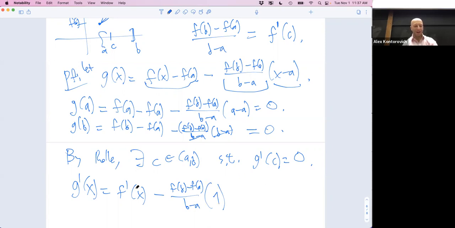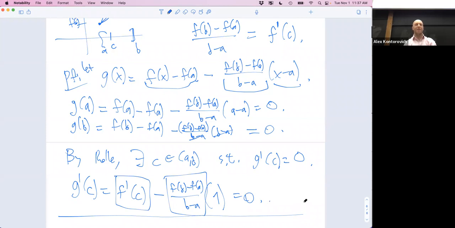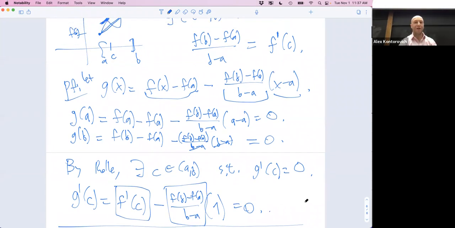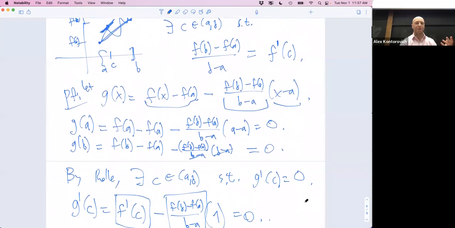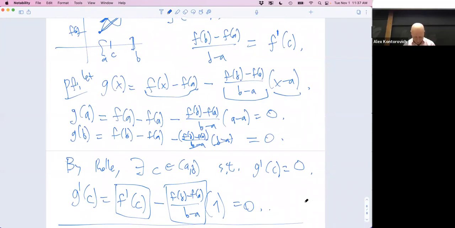And so that, when I set x equal to c, is equal to 0. And so that is exactly the average slope being equal to the instantaneous slope at some point. So Rolle's theorem is very simple to prove, and it has this very nice and very important corollary, which is the mean value theorem. All right.